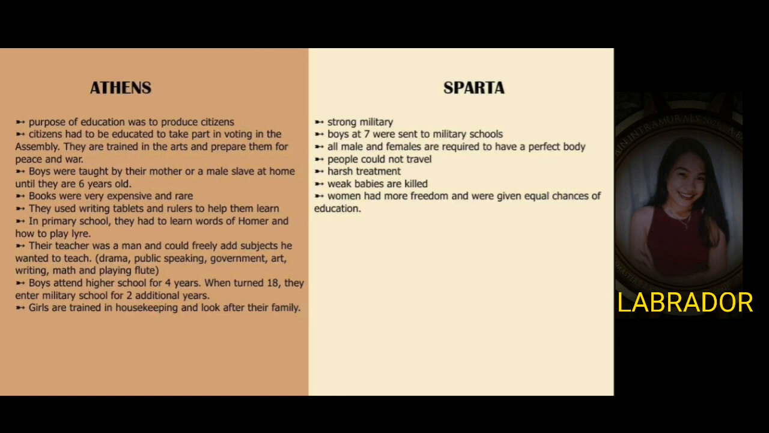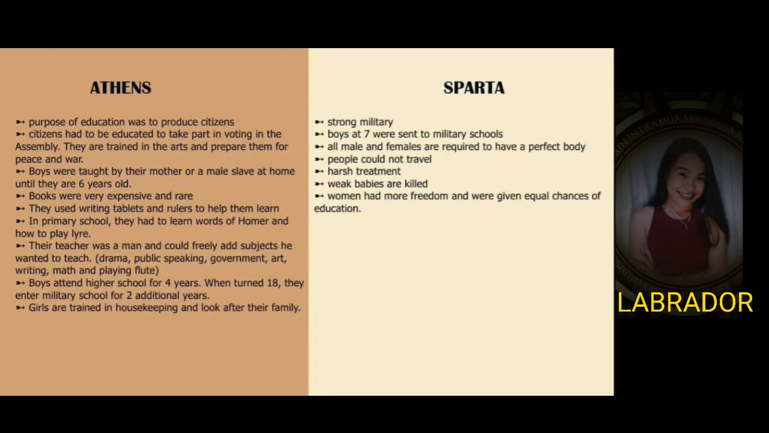I am Rhea Rose Labrador, and I will be discussing the overview of education in Athens and Sparta. First, let us discuss Athens. In Athens, they had physical education where they learned sports and gymnastics. They also learned basic math, how to play musical instruments, how to sing, and how to write well. They also memorized the Odyssey and the Iliad by Homer because these were the most important works in their world.